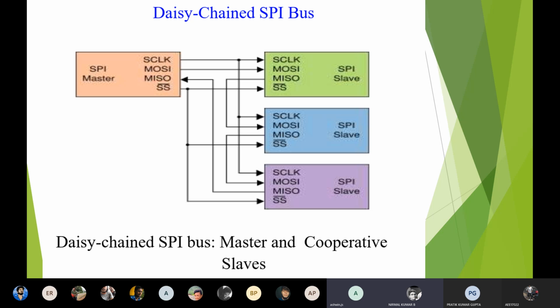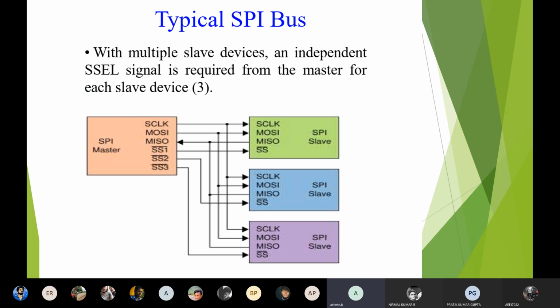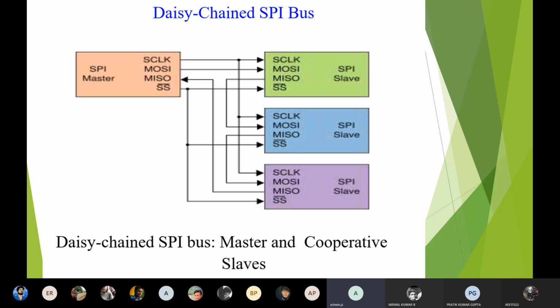So simple connections. The difference is, in the typical one, individual slave selects will be there, and MISO and MOSI will be common for all the master and slaves. But in the daisy chained serial peripheral interface, the slave pins are interconnected with the master in a circular manner. It will be master to slave 1, slave 1 to slave 2, slave 2 to slave 3, and again back to the master.